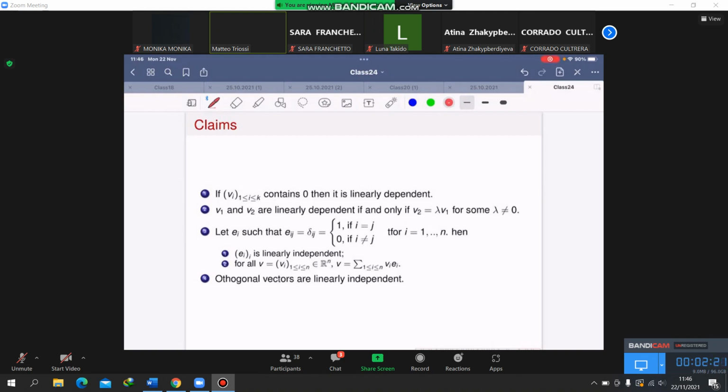If two vectors are linearly dependent, then they are called collinear. In some sense, one can be written as the multiplication of a scalar by the other vector. They are also called parallel.